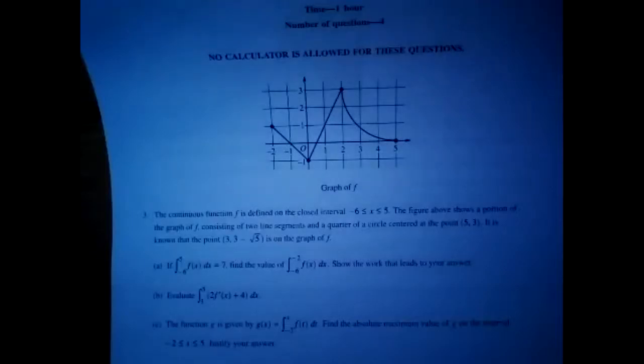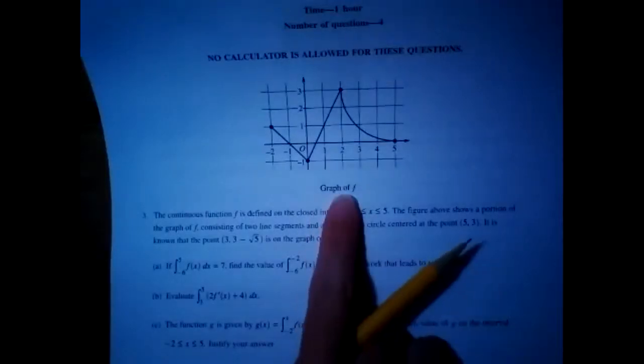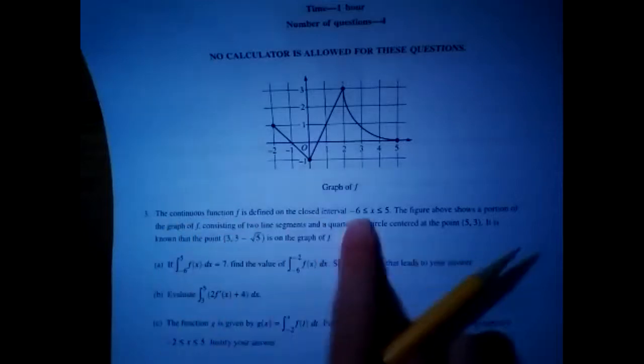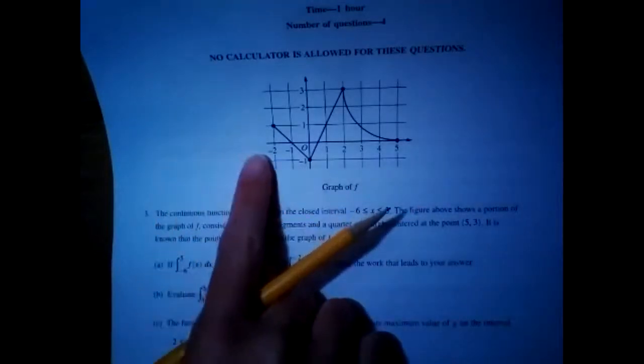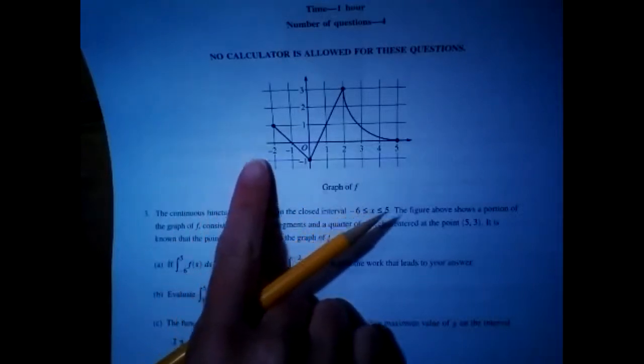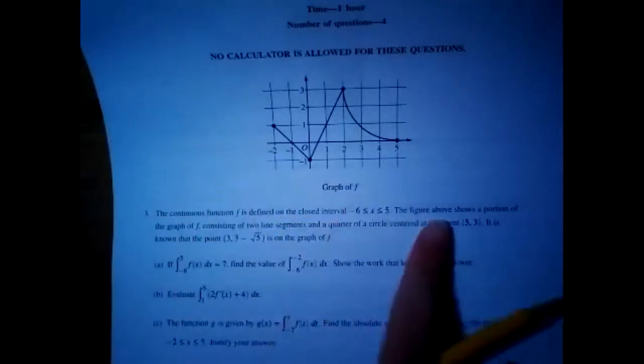Right, so for this one, they give us this graph. It is the graph of f. It says the function is continuous, defined from -6 to 5. Now, they don't start this graph at -6, but that's going to come up. So just be aware of that, -6 to 5. So we're missing part of it here.